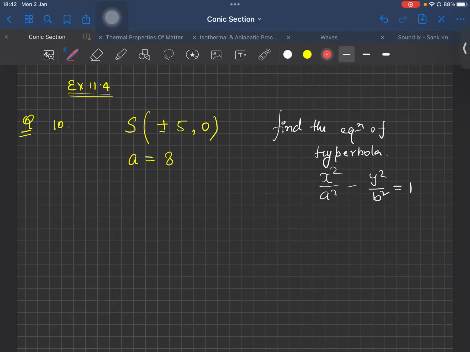Tell me the process. See, what are the coordinates of the focus? So from here you will find the value of eccentricity. So A into E is given as 5, and A value is how much? 8? Is it? Yes sir.